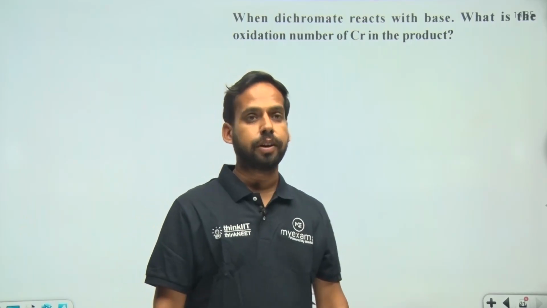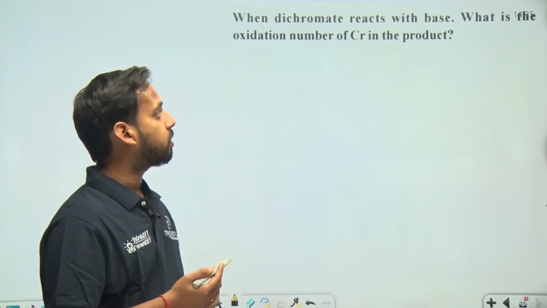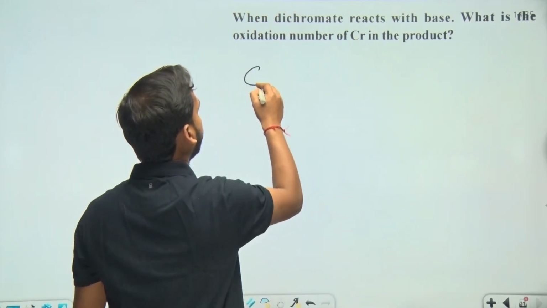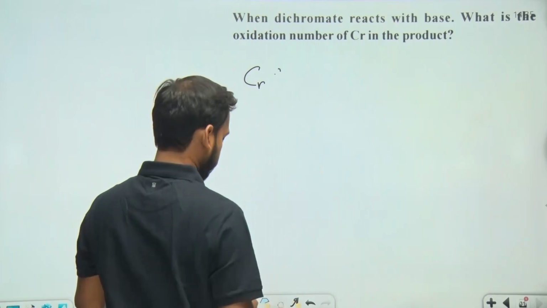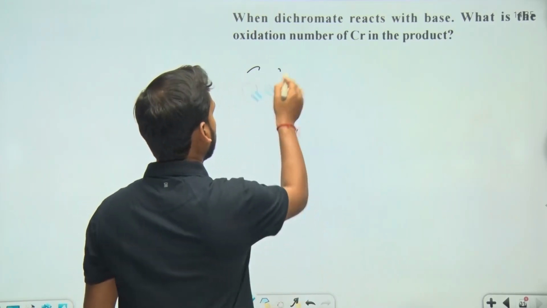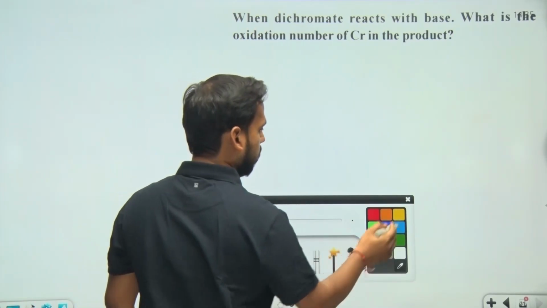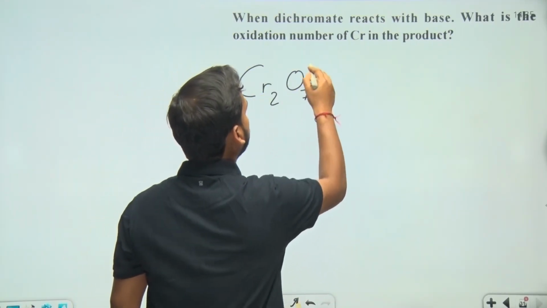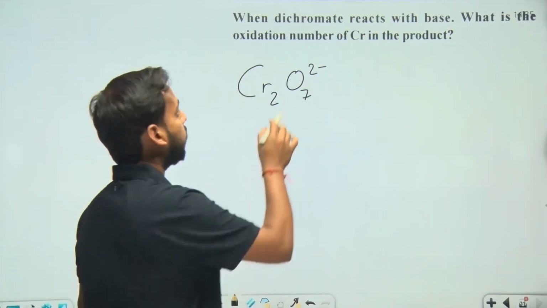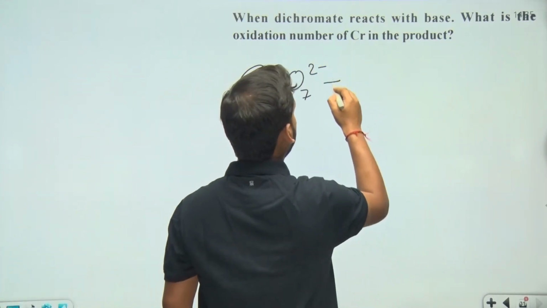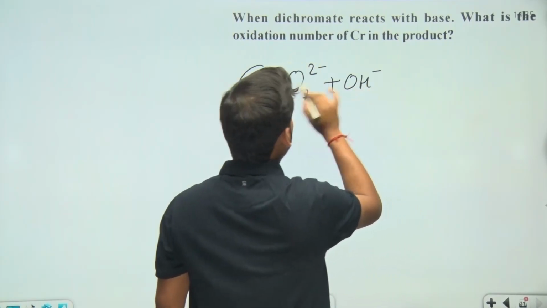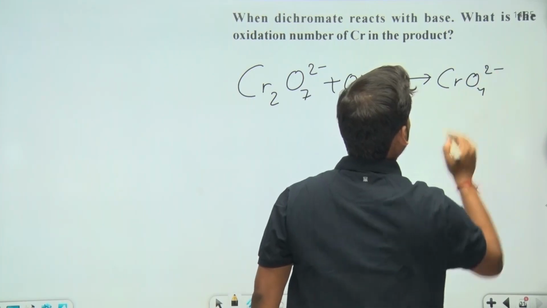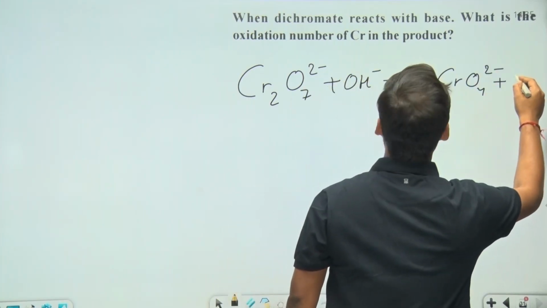Hello students, so the question here is, when dichromate reacts with the base, what is the oxidation number of chromium in the product? The dichromate is Cr2O7 2 minus. When it reacts in the basic medium, that is OH minus, it will convert into CrO4 2 minus plus H2O.